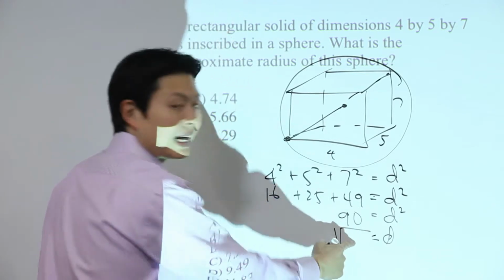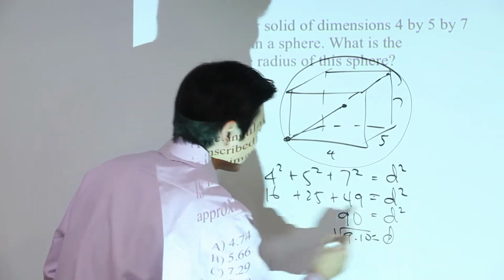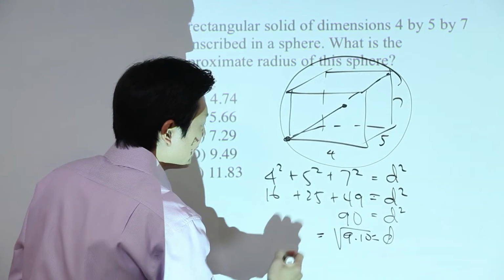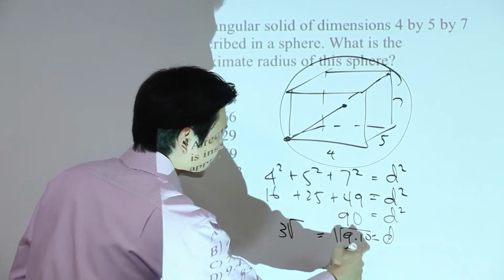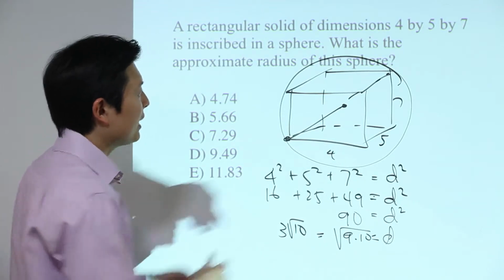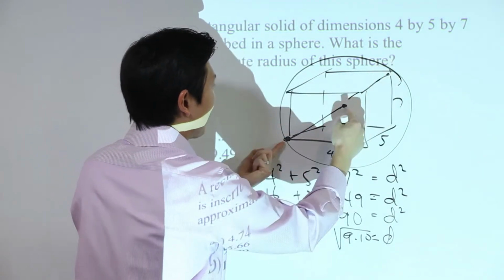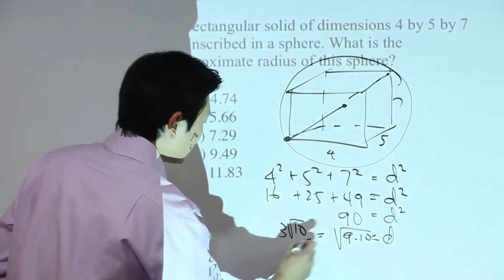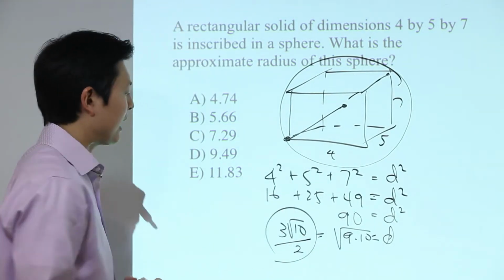And the 90 can actually be broken down to 9 and 10. So the square root of 9 is 3. Square root of 10 still remains. That is d. We're not looking for the entire distance d. We're looking for half of that, so make sure you cut that in half.